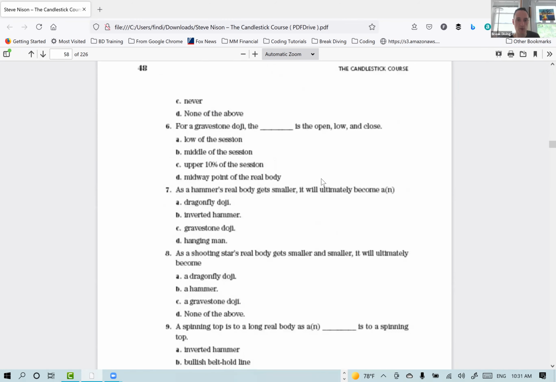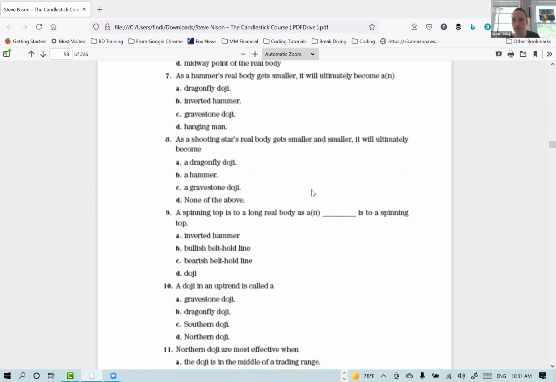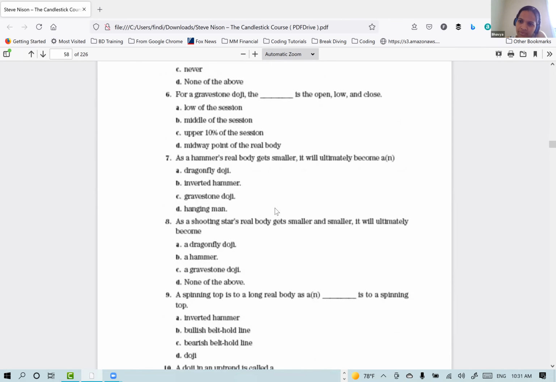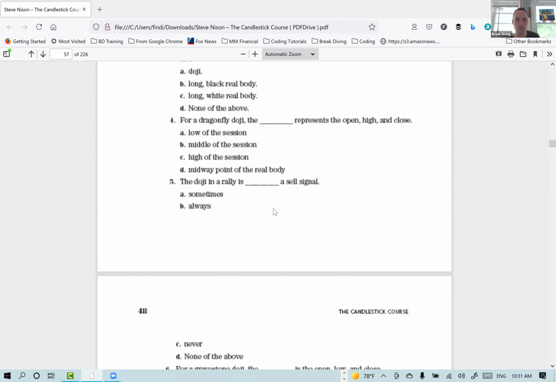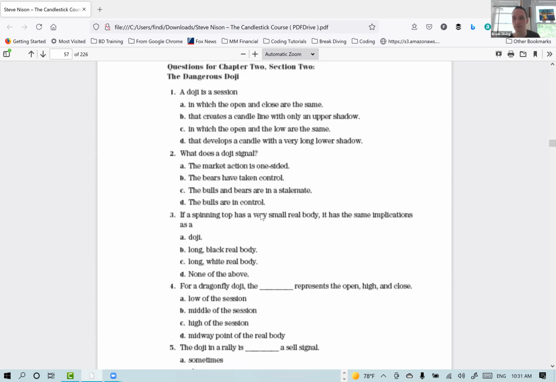Maybe let's go over these questions again for the doji. What do you think? Yeah, that's good. I just want to make sure I completely understand this before we go on to the next section. So we'll go back and forth. You do the odd questions, I'll do the evens.